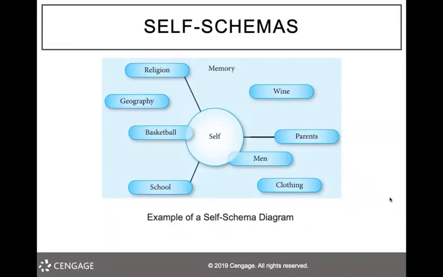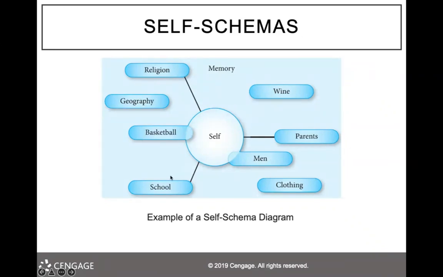So we'll give you an example here. Self schemas: this is yourself, this is your parents, your identification with gender, your clothing, the type of school you go to, whether you like basketball or not, geography. All of these are connected to yourself. These are all your self schemas.